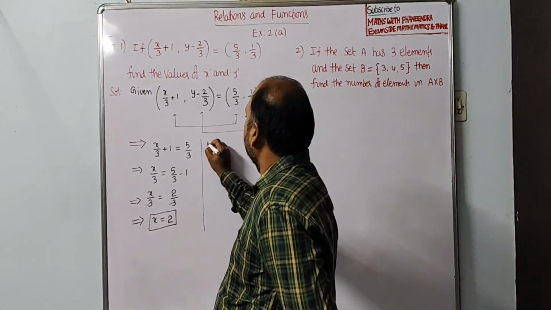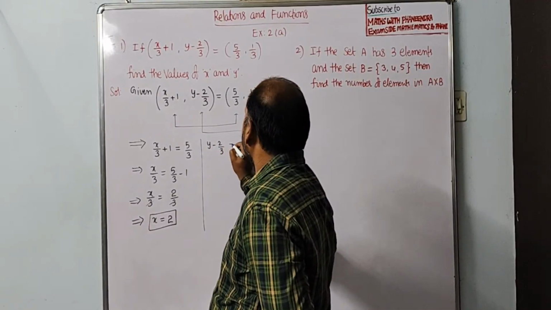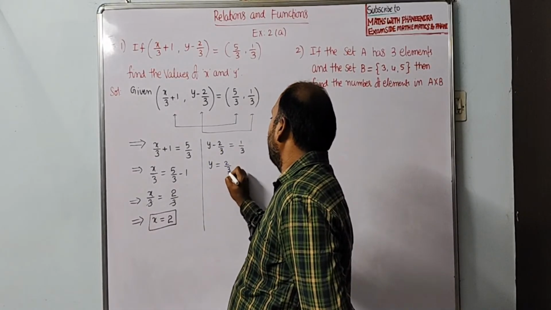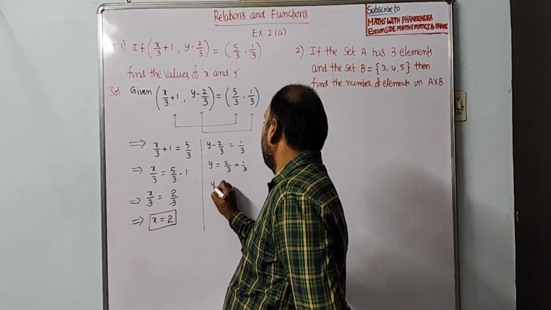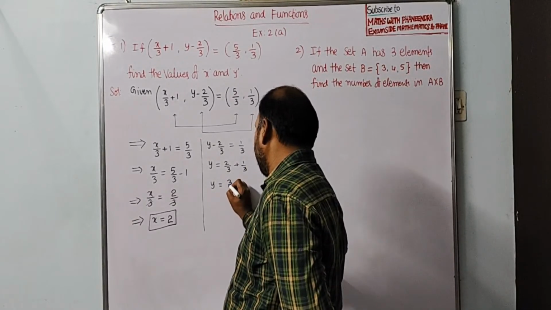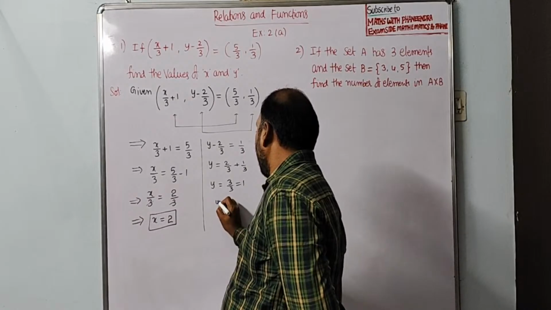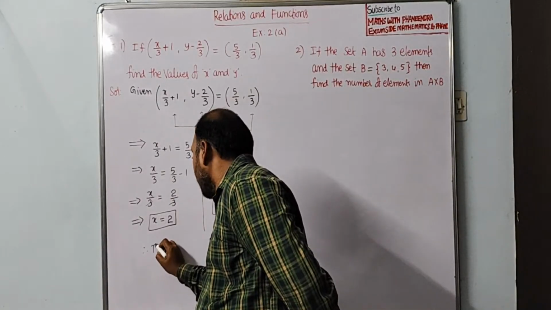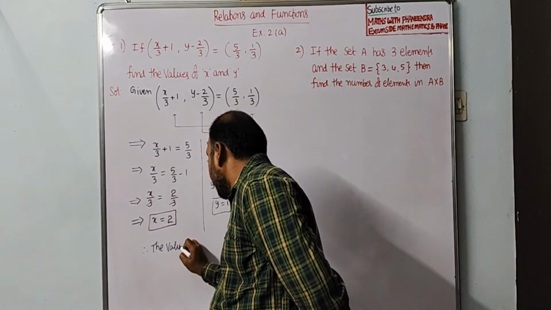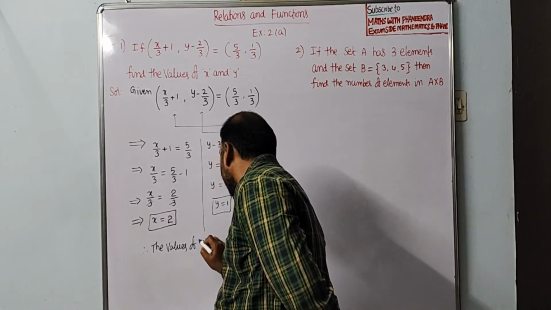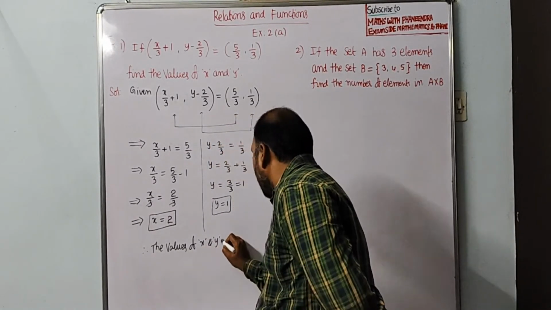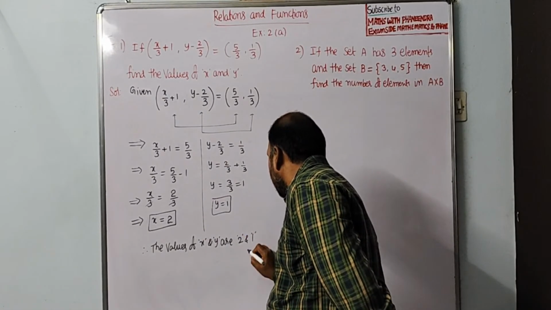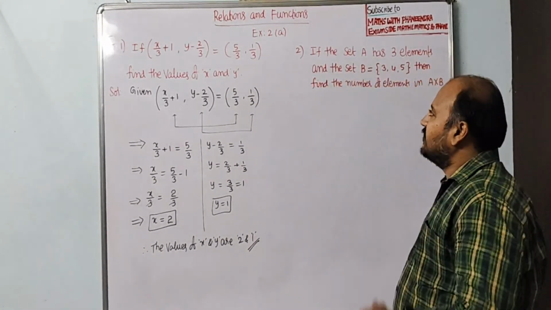Now come to here, y minus 2 by 3 is equal to 1 by 3. Minus 2 by 3, bring this side. So 2 by 3 plus 1 by 3, which is equal to 3 by 3. So y equals 1. Therefore, the values of x and y are 2 and 1. This is the way we can do it.